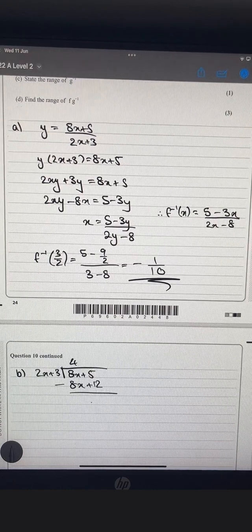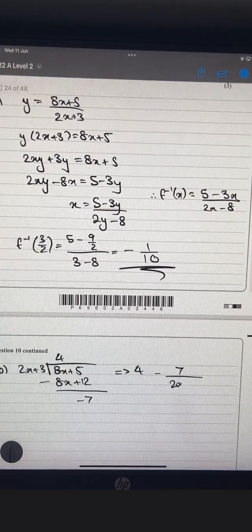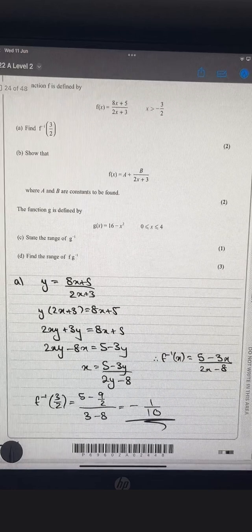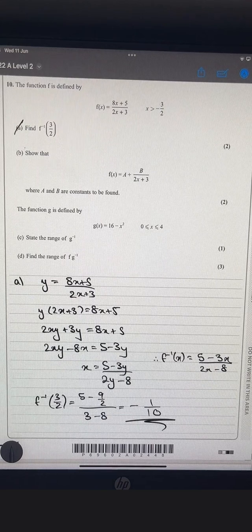5 minus 12, negative 7. Well, that's it. So I have 4 was my remainder, minus 7 out of what is my fraction, divided by 2x plus 3. So 2 marks for a simple polynomial division question. I say simple because it's kind of short, but you just need to infer that's what they're asking you to do in part B there.